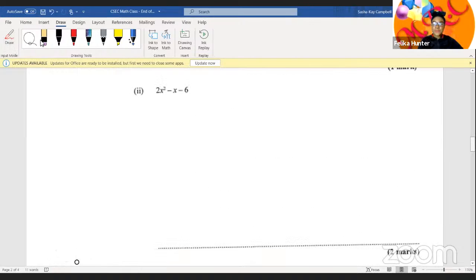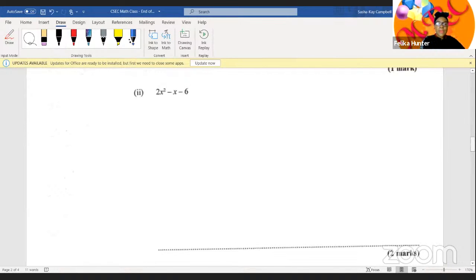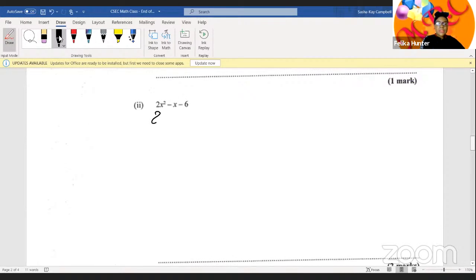And this one is quadratic. So rewriting it, it is 2x squared minus x minus 6. Just rewrite it just in case it's a bit small. So we're asked to factorize completely.